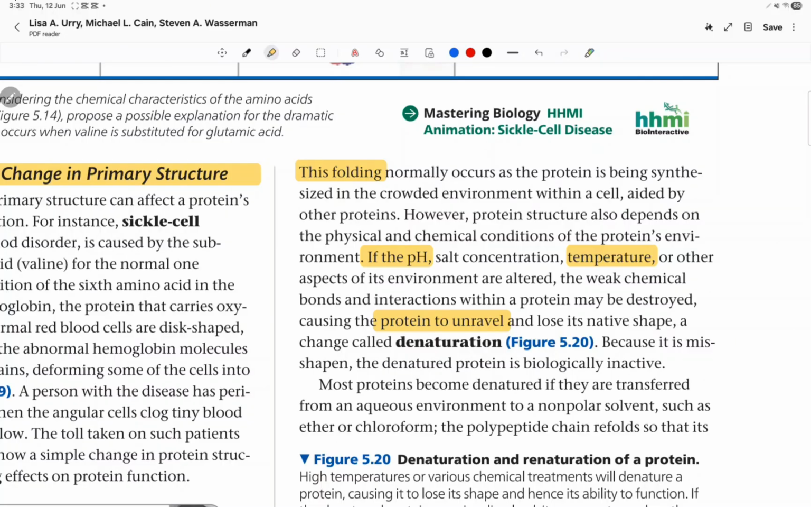Okay, so to do this, you could increase the temperature beyond a certain point. Maybe you could change the pH. So if the protein likes to work in the basic pH, now put it in the acidic one, it's not going to work anymore. Or maybe transfer it from an aqueous environment, which it likes, which means polar, to a non-polar environment. So if you have a polar protein that likes a polar environment, and now you place it in a non-polar one, it's going to also denature or essentially lose its shape.